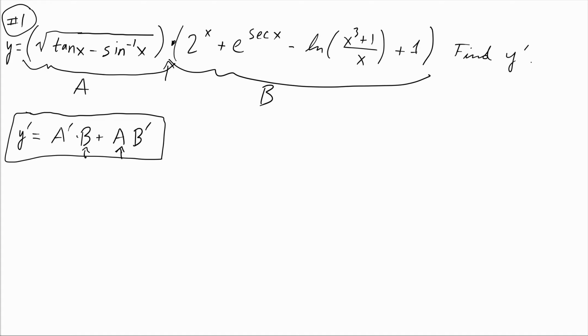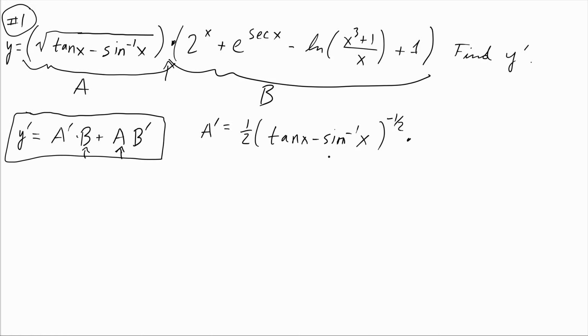So let's find a prime. Now, with a, what is this? This is like square root of something, so it's like something raised to the 1/2 power. So power rule, what do you do with something raised to the 1/2 power? You bring that exponent down, 1/2, and then you subtract 1 from the current exponent, which is 1/2, so you can add negative 1/2, times what's just down the inside, tangent x minus sine inverse of x. Then you have to multiply by the derivative of what's inside.